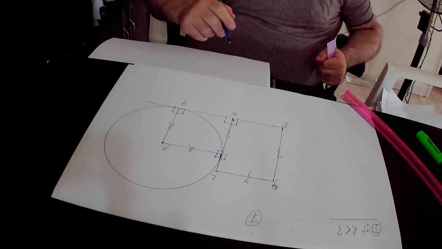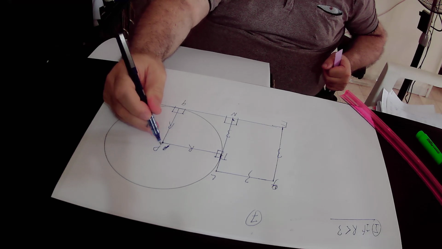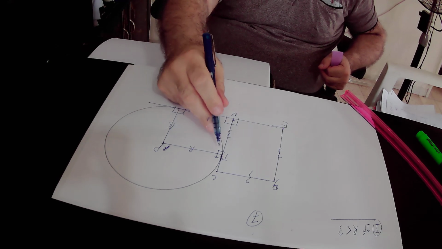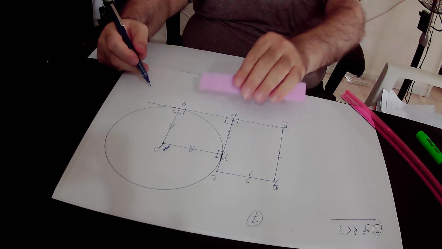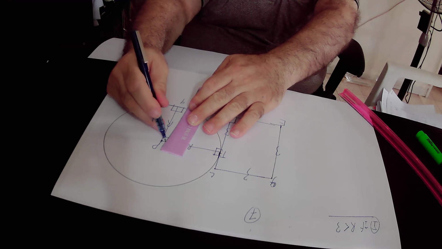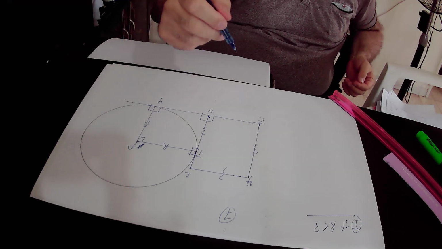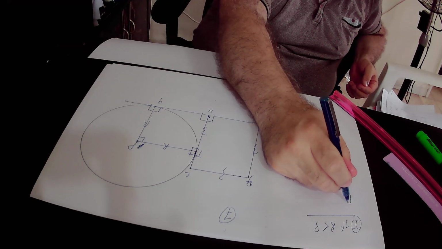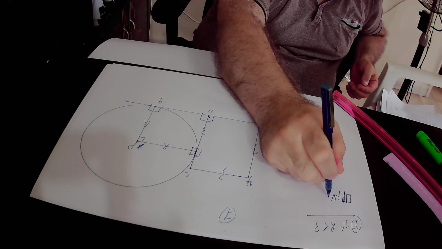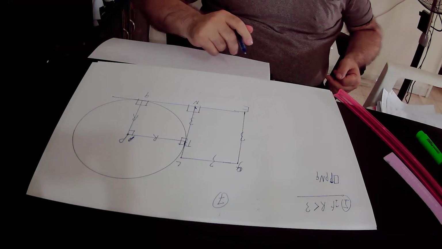So here, inside quadrilateral TPQ, we have 1, 2, 3 right angles. Therefore, the fourth angle must also equal 90 degrees. So quadrilateral TPQ has 4 right angles. Therefore, quadrilateral TPQ is a rectangle. Why? Because it has 4 right angles. And we know that the opposite sides of a rectangle are equal to each other.